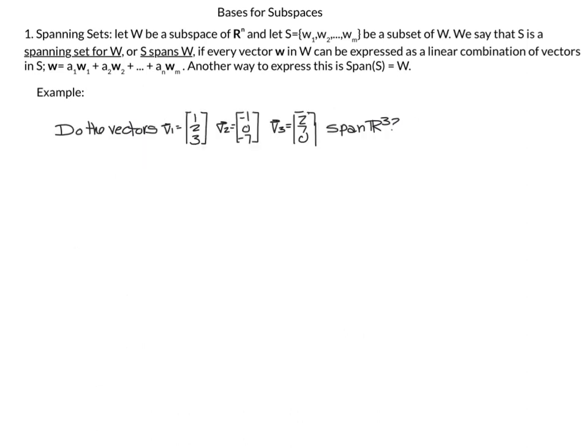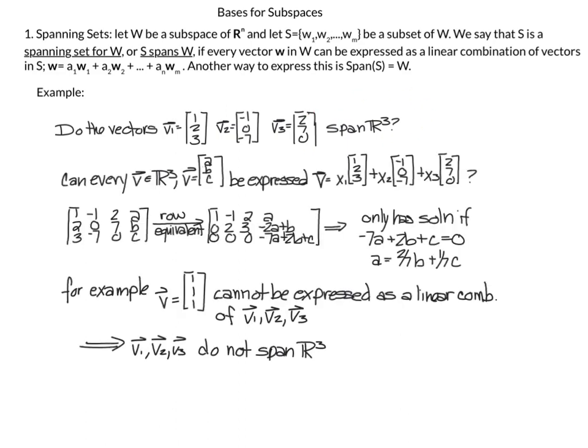Another example: do the vectors v1 = (1, 2, 3), v2 = (-1, 0, -7), and v3 = (2, 7, 0) span R3? And again, the question of span is, can every vector in R3, which we will represent with the vector (a, b, c), be expressed as a linear combination of v1, v2, and v3? We take the augmented matrix, which is row equivalent to this matrix, which tells us we have a solution only if minus 7a plus 2b plus c equals 0, and a equals 2/7 b plus 1/7 c.